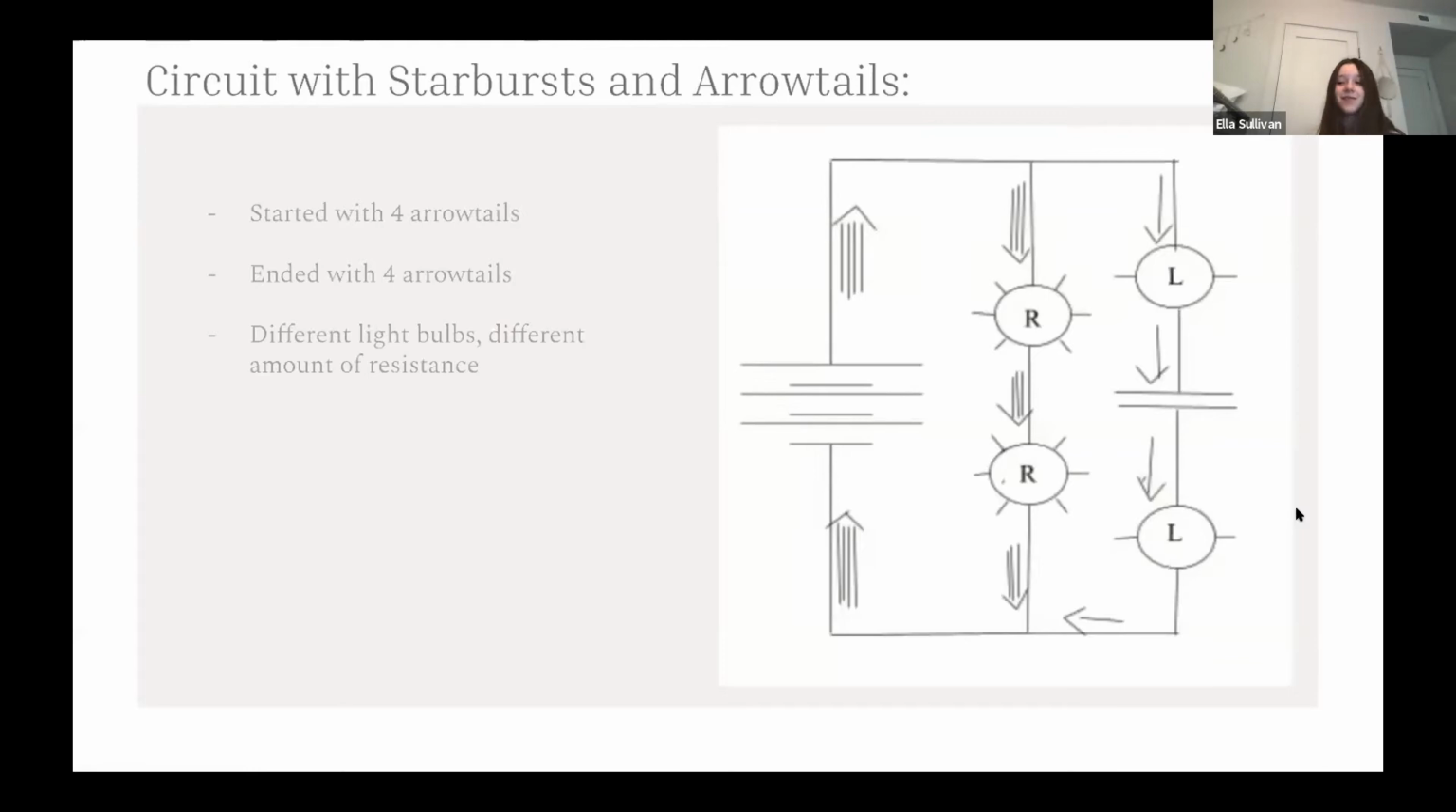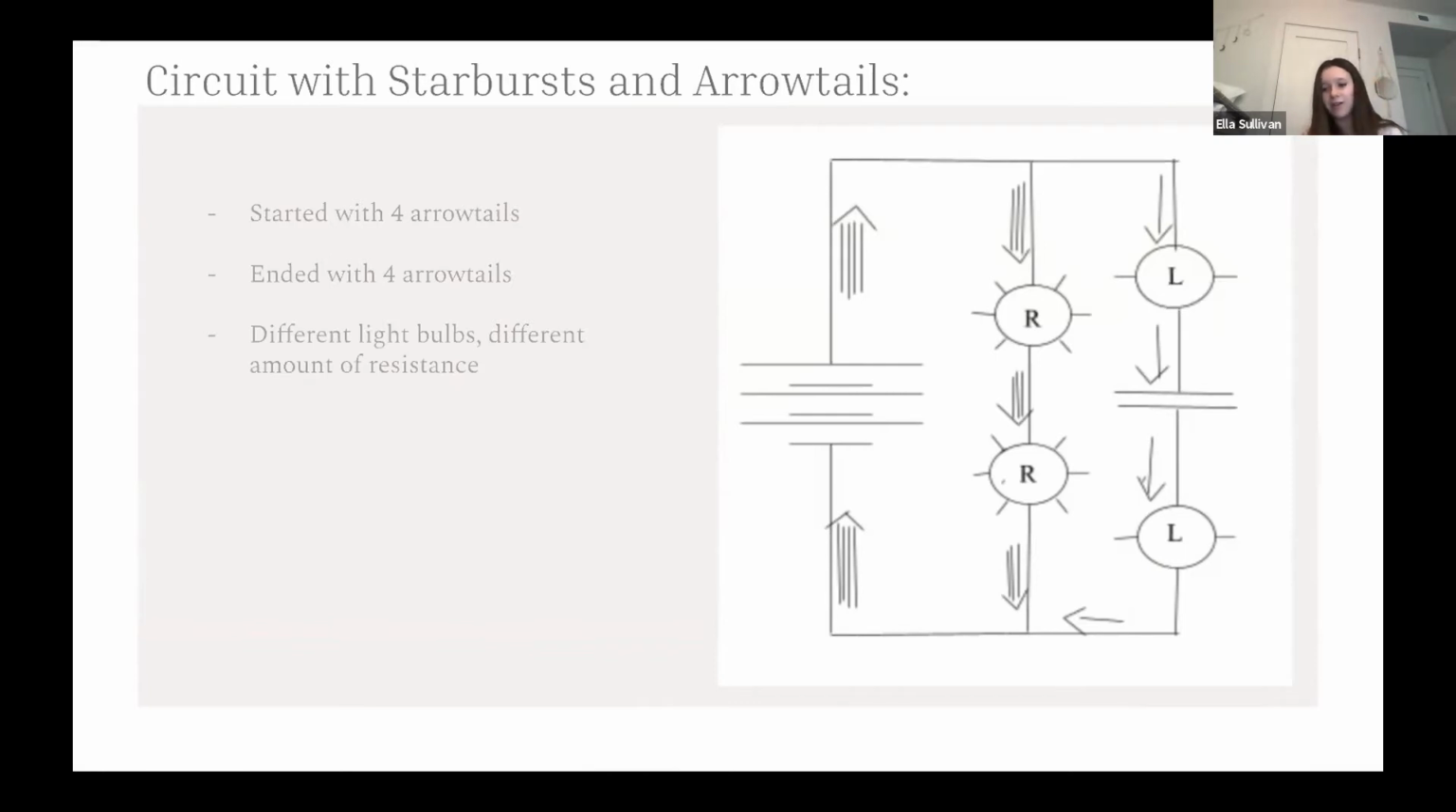In this circuit, the round bulbs were brighter than the long bulbs because less electrical current went through the wires of the long bulbs. We gave the round bulbs 6 starbursts and the long bulbs 2 starbursts. We're using the conventional current, which is the current that starts at the positive end of the battery and goes clockwise. The circuit started with 4 arrow tails that started at the positive end of the battery.